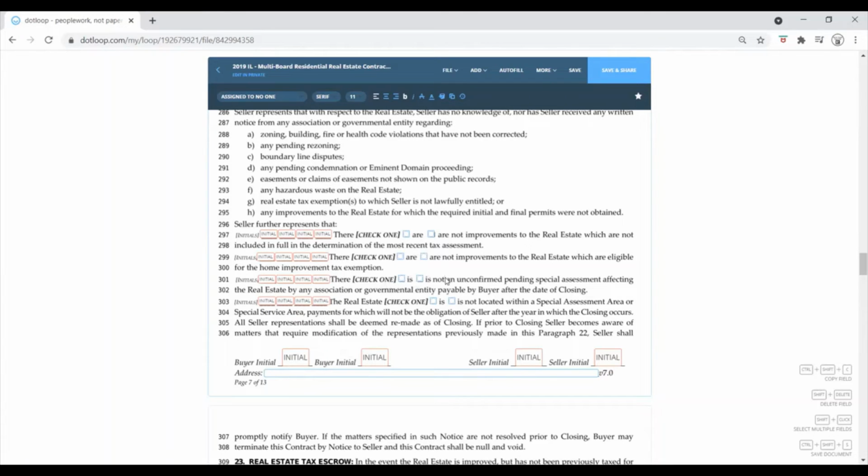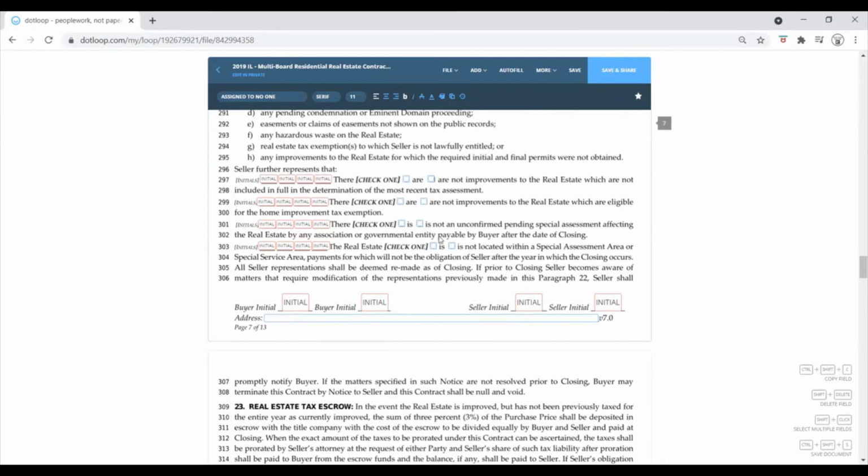There is or is not a pending special assessment, okay? Make sure that you talk to your client, your seller, and have that filled out correctly. The buyer might fill it out, but they don't necessarily know. So don't just have your client blindly initial this stuff. Make sure that you go over it with them and explain what these items are, okay?